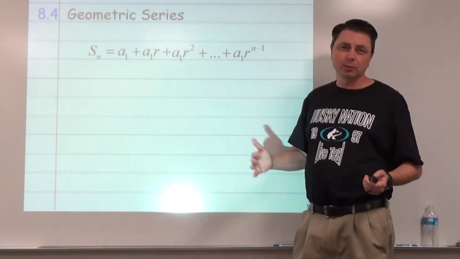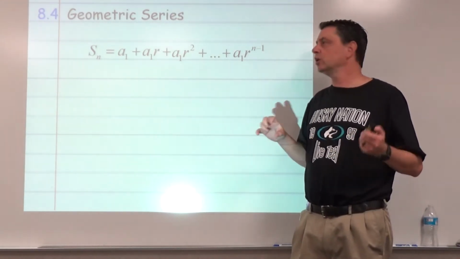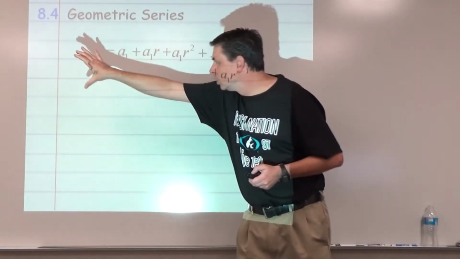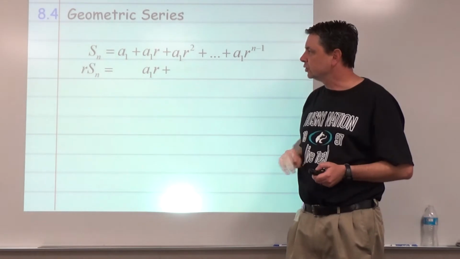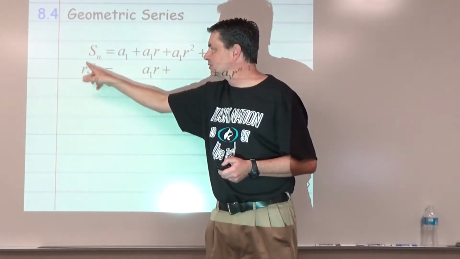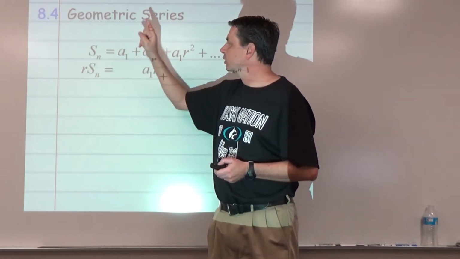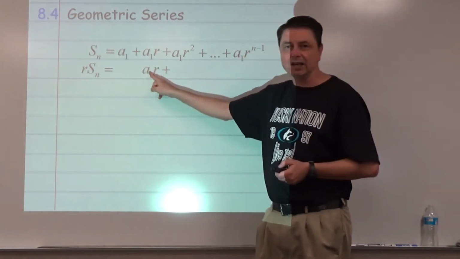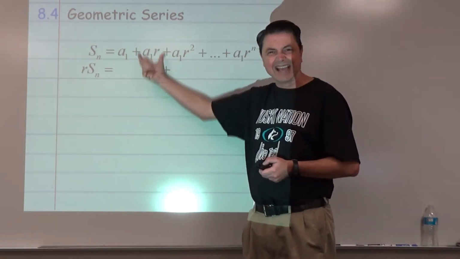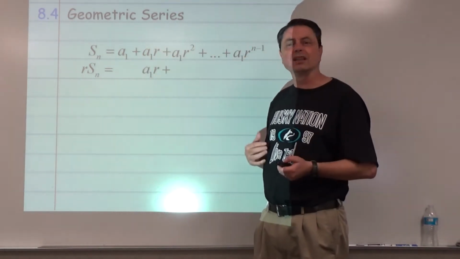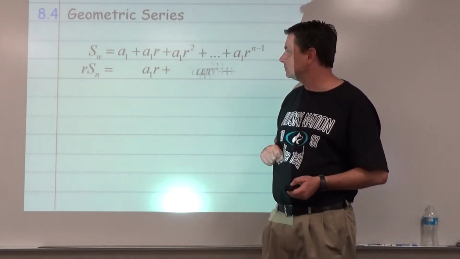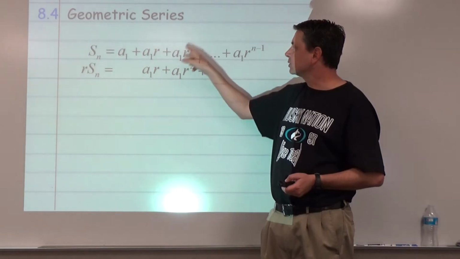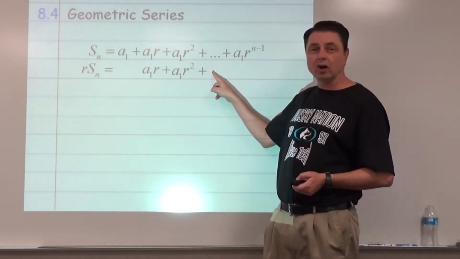So now, algebraically, what we're going to do is write a new equation where we multiply all of those by r. So we're doing r times s sub n. If we multiply this by r, we get that. And I just chose to stack it under what would be a like term. If I multiply that by r, I get that. If I multiply that by r, I get a sub 1 r cubed.